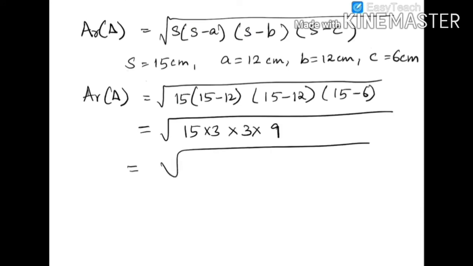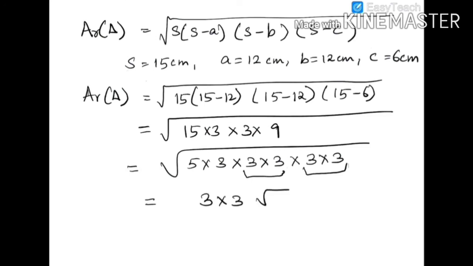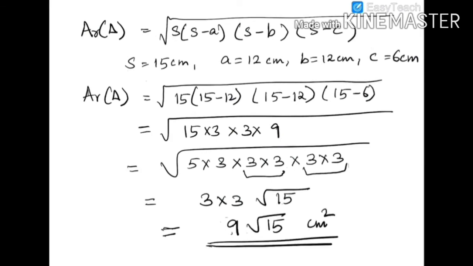Find the factors. 15 can be written as 5 into 3. Copy down the remaining factors. 9 can be further split into 3 into 3. So we have one pair of identical factors here, another over here. So we get 3 into 3. 5 and 3 are left alone, so they will remain in the square root sign. That is square root of 5 into 3, that is square root of 15. So the answer is 9 into root 15 centimeters square. We can leave the answer till here.